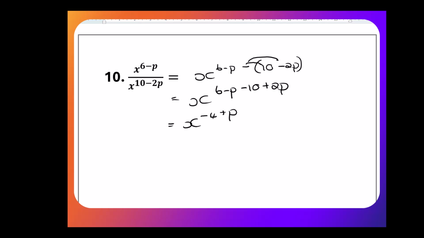In your final answer, your exponent may never be negative. That means if there's two terms for the exponent, the first one must be positive. You can go and say x to the p minus 4, or you can go say this is x to the 4 minus p.